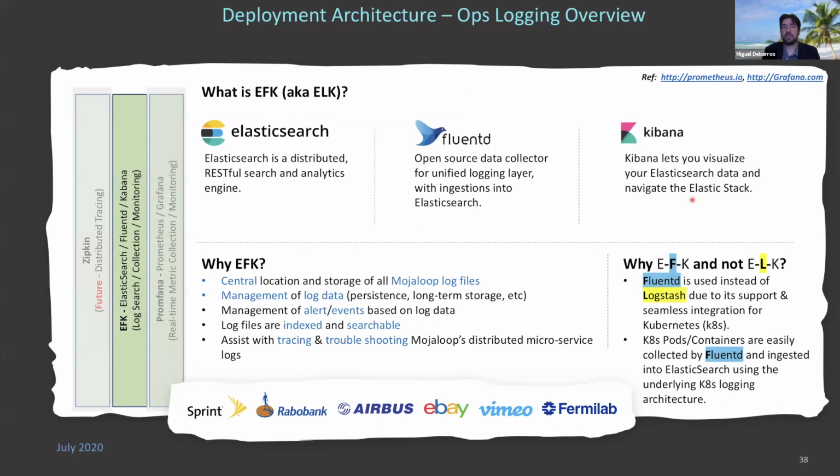The key thing about this is we have a central location for the storage and the accessing of all the Mojaloop logs. It's a way for us to manage the log data. It's a way for us to also hook in alerts and events. And all those log files will be indexed, which means they're searchable. And it also is a place where we can easily use for tracing and troubleshooting, all that kind of stuff.